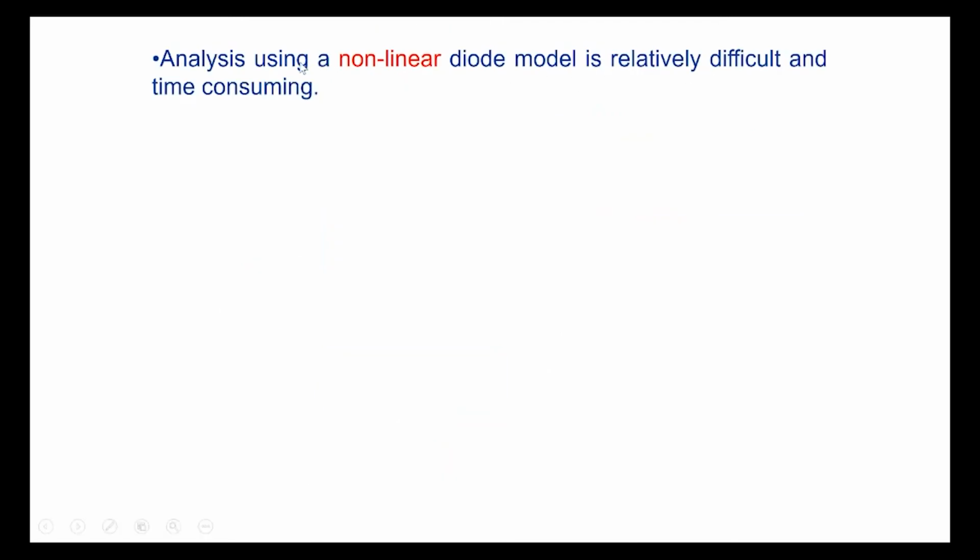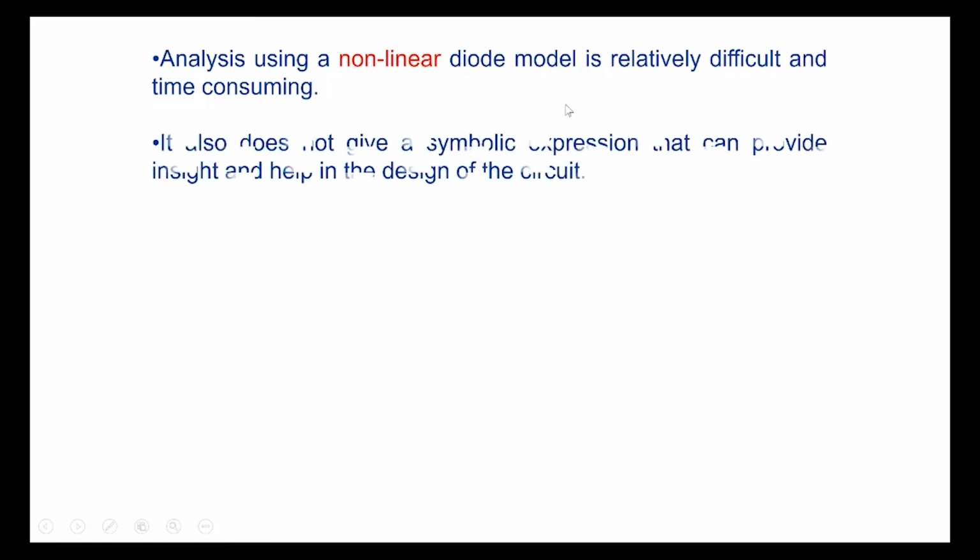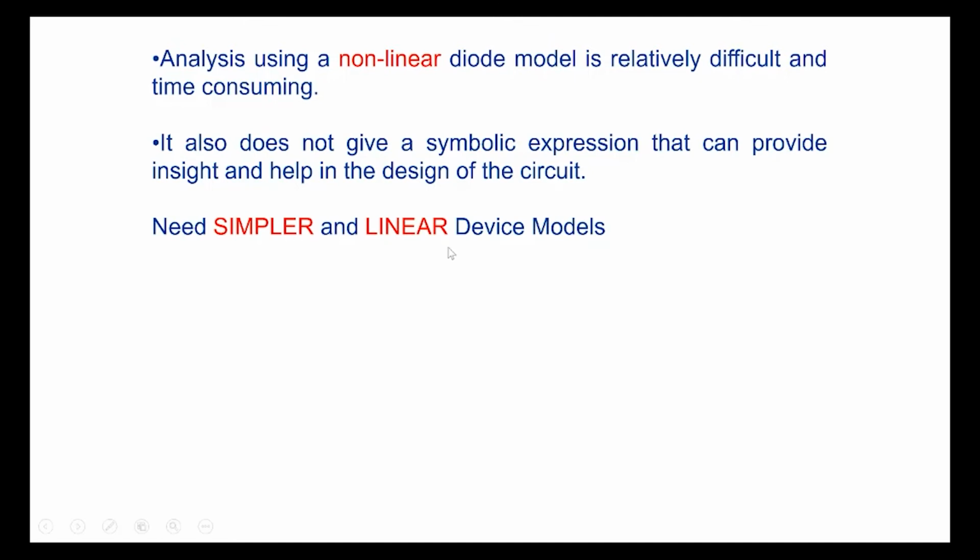So if we want a simpler diode, we don't want to use a nonlinear diode model, because we just saw a nonlinear diode model requires an iterative method or a graphical method, and it's not easy to use here. So what we are looking for is basically, for the diode, a simpler and linear device model.